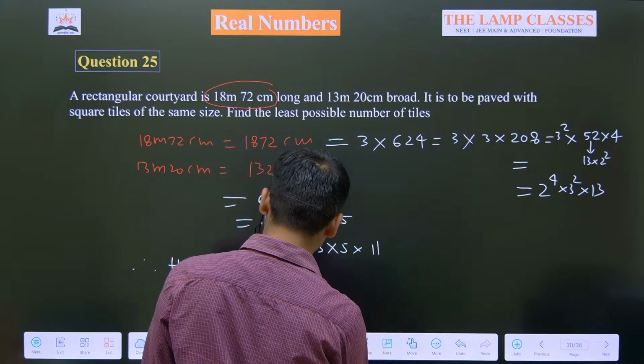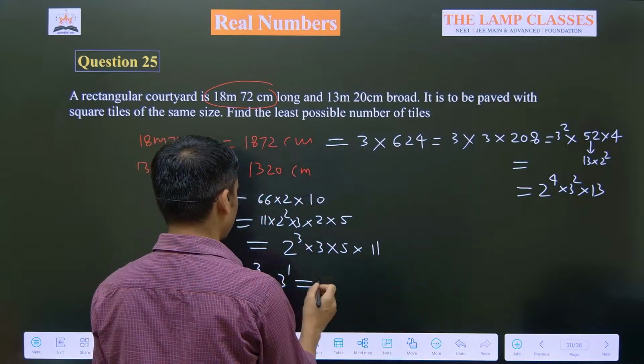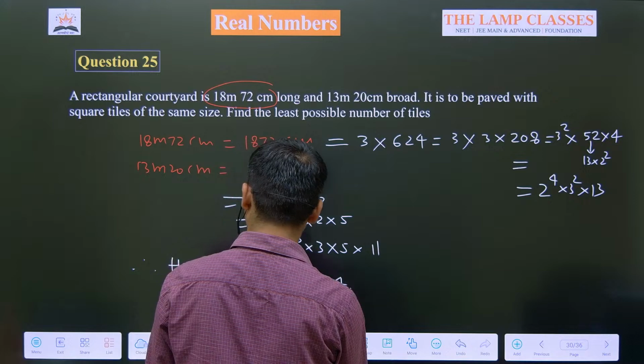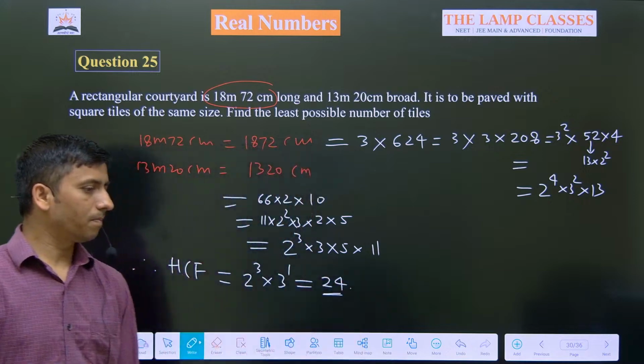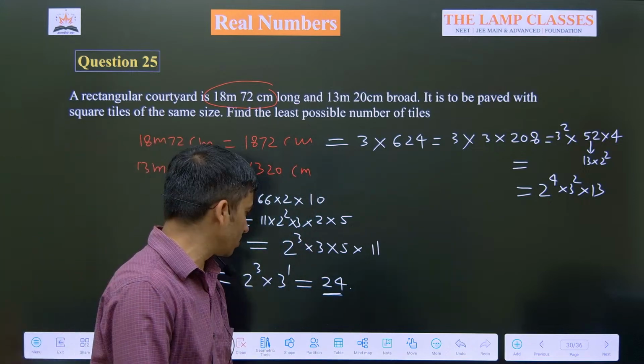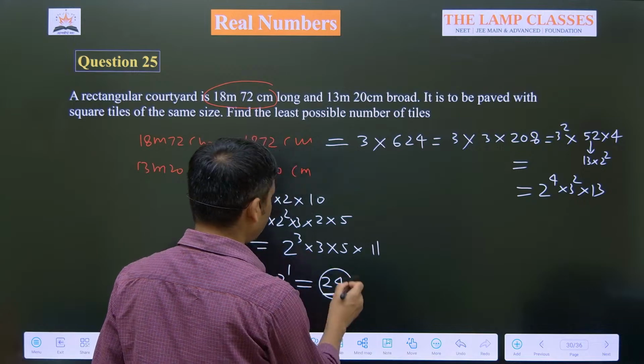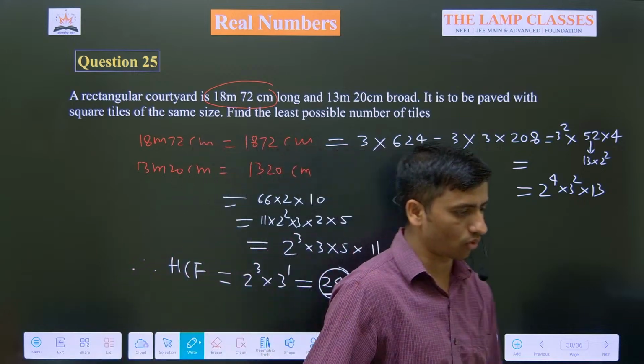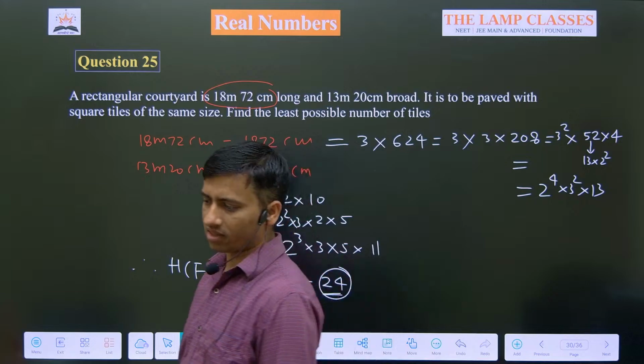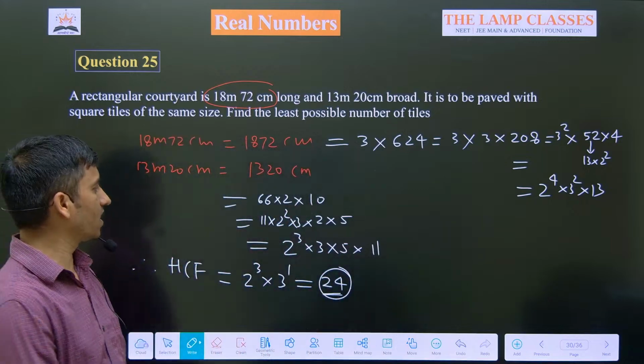Correct? That's all, nothing else. So it is 24. Are you getting it? That means the tile which you are using has to have the length and breadth 24, guys. Okay, then only we can completely pave the given courtyard.